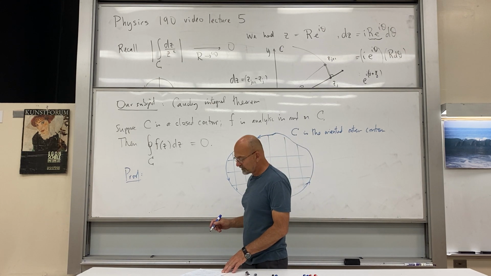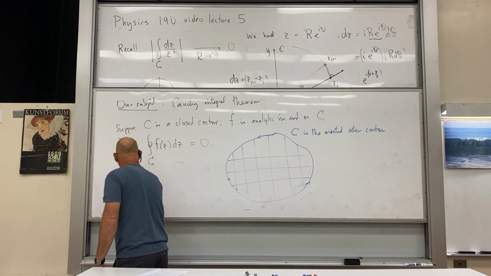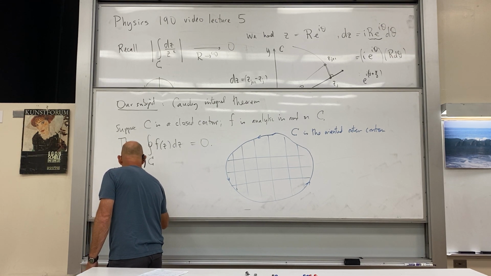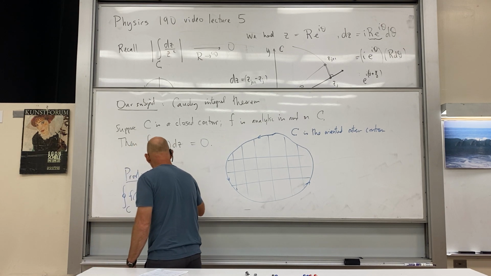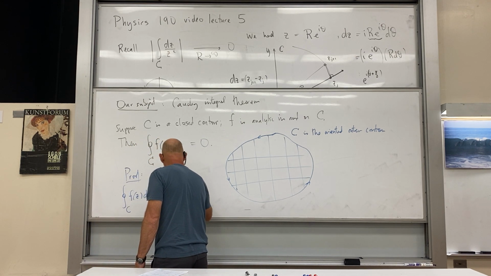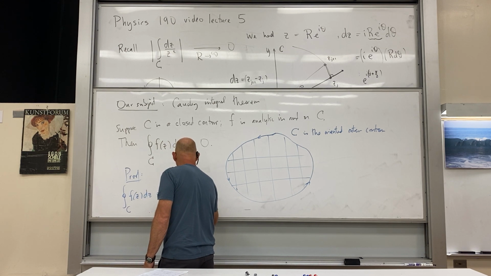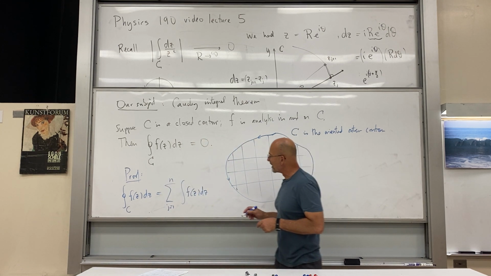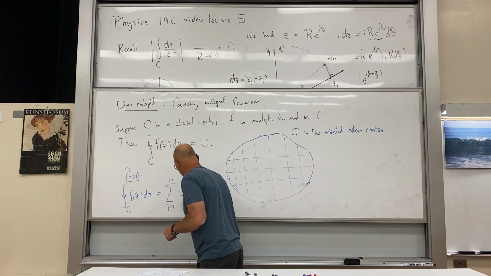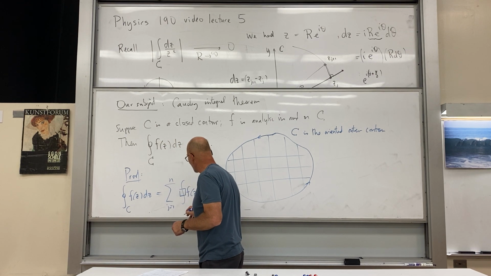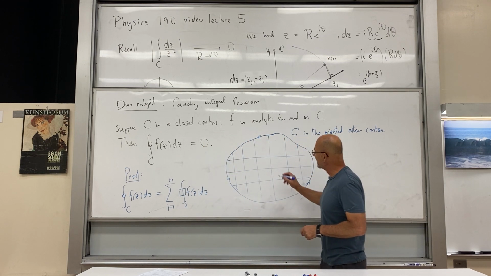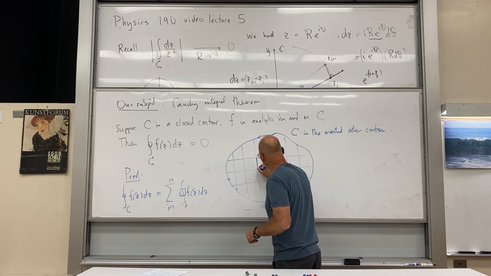So the first thing I'm going to write down is just this integral here: the integral of f of z dz is equal to the sum, j equals 1 to n, of the integrals of f of z dz around all these individual boxes. So I'm going to indicate these boxes by doing a square, and that's the jth box, j equals 1 to n. So these have all been numbered, j equals 1 to n.